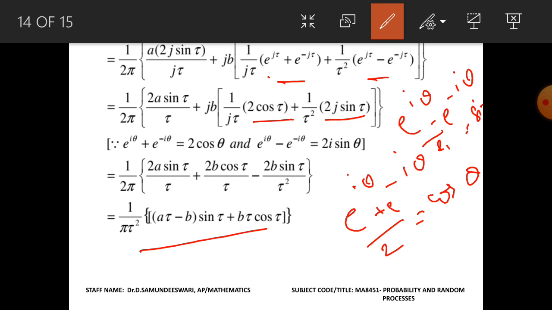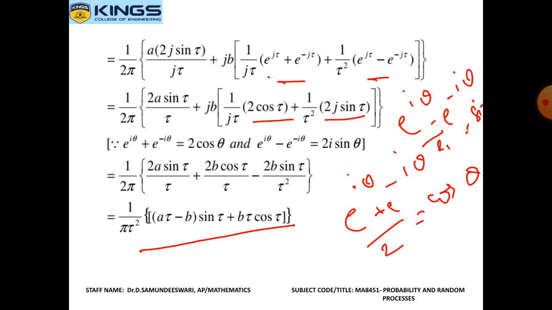I am getting this one: 1 by pi tau squared times (a tau minus b) sin tau plus b tau cos tau, because in this I am taking 2 as common and then simplifying. Clear? So this is the answer for the cross correlation function. The cross spectral density is given, so I am finding the cross correlation function by making use of the inverse Fourier transformation formula.